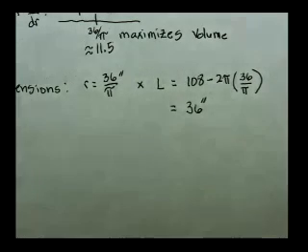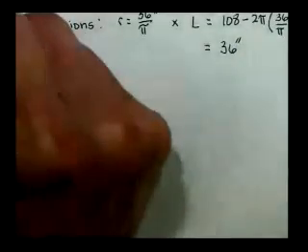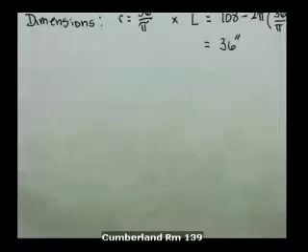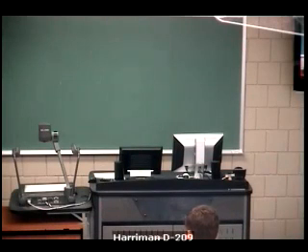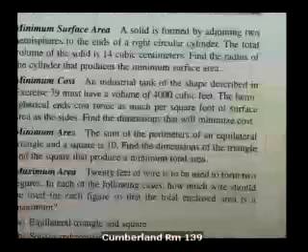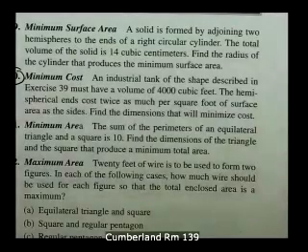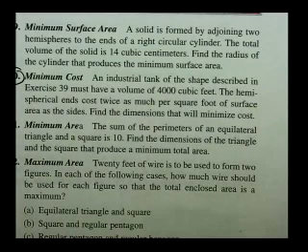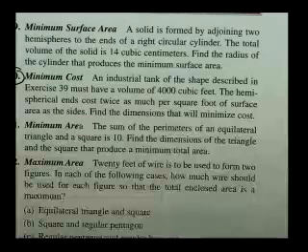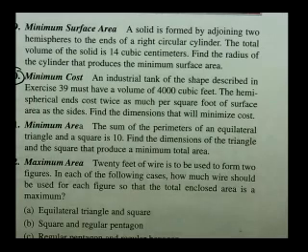Okay. All right, so let's look at number 40. An industrial tank of the shape described in exercise 39 must have a volume of 4,000 cubic feet. All right, so once again, we have to go back and look at 39. 39 says a solid is formed by adjoining two hemispheres to the ends of a right circular cylinder.